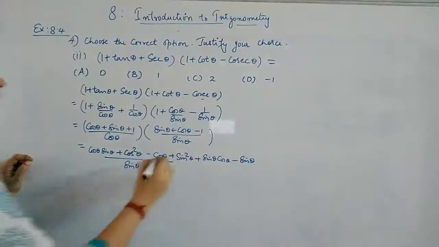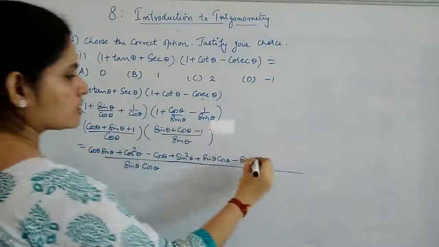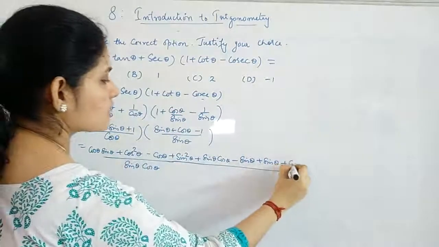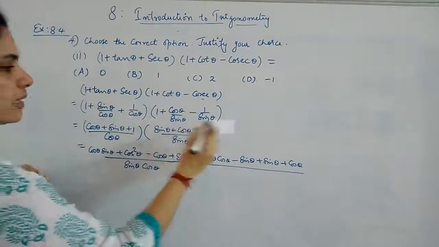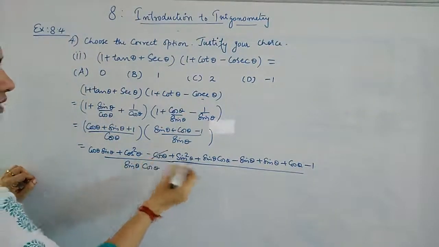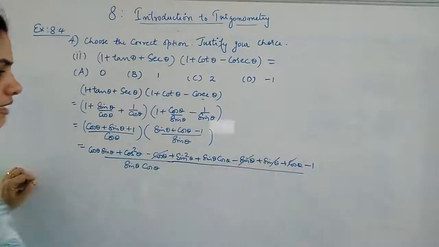Okay. Next, one more term you have to multiply, that is 1. 1 into sine theta will give you plus sine theta. 1 into cos theta is plus cos theta. Then 1 into minus 1 is minus 1. This much you got. Now you can just see minus cos theta here, plus cos theta here, cancel. Again minus sine theta plus sine theta will get cancelled.